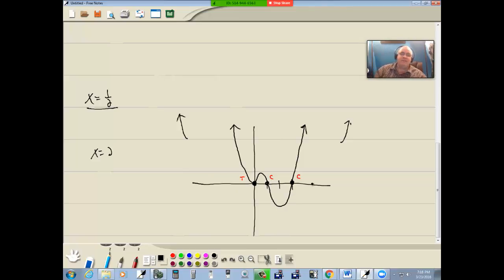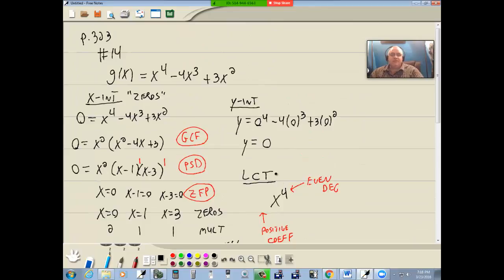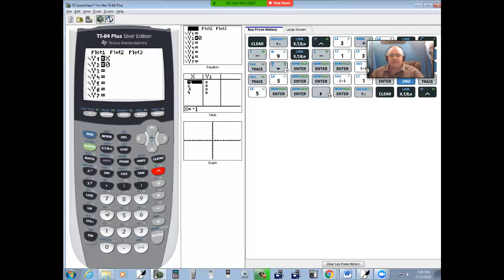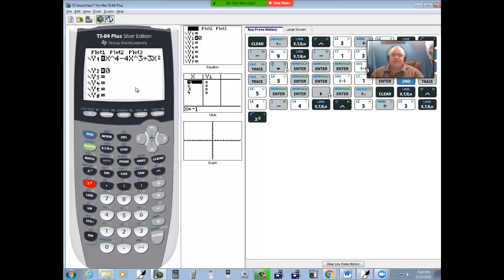But we do have the graphing calculator. So if I were to graph this, press y equals, clear. I got x^4 minus 4x^3 plus 3x squared. And then I press graph. Now the 0 doesn't hurt anything. That's in there from the previous section. But if I press graph, we get this right here.